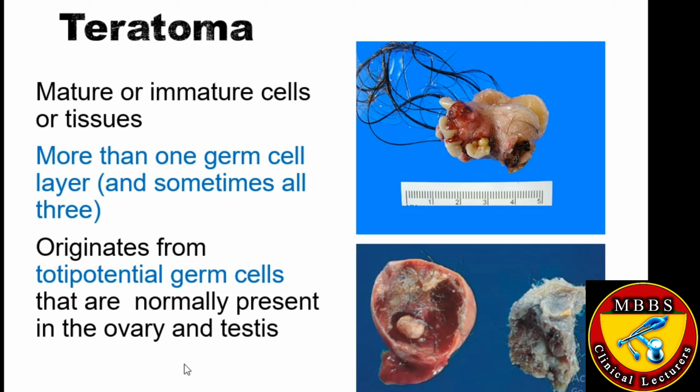But if they come together and form a tumorous mass, it is known as a teratoma. Now, teratoma can be mature or immature. If it is benign and has all benign components, then it is a mature teratoma. If it has immature components, then it is a malignant teratoma.